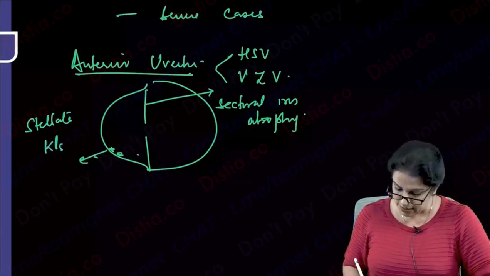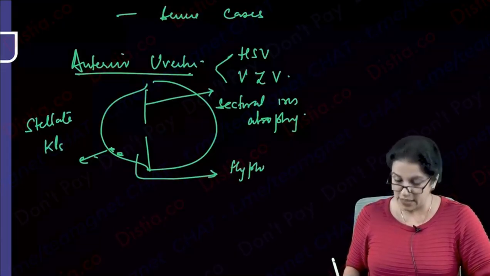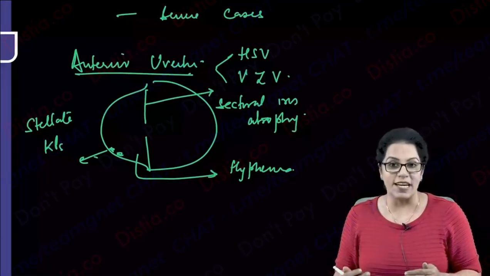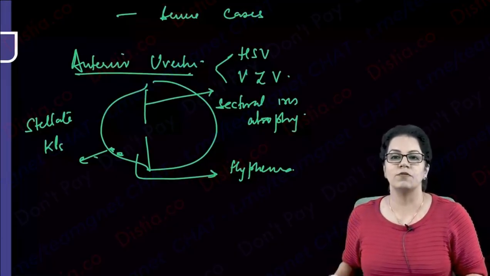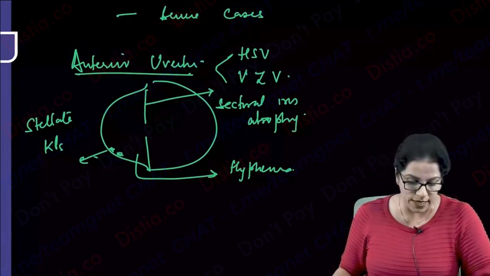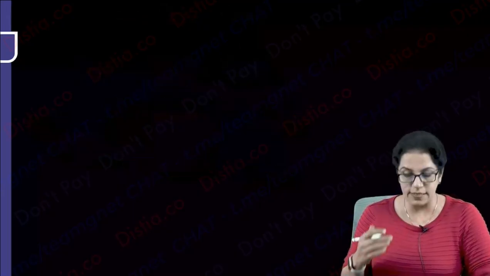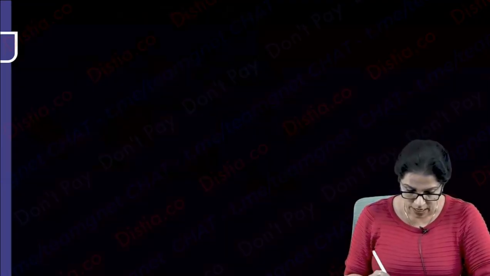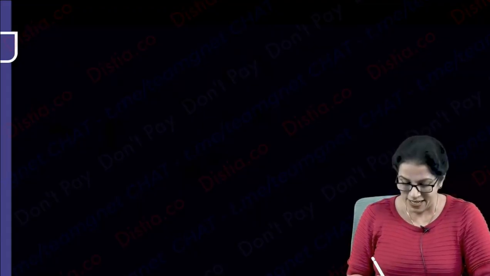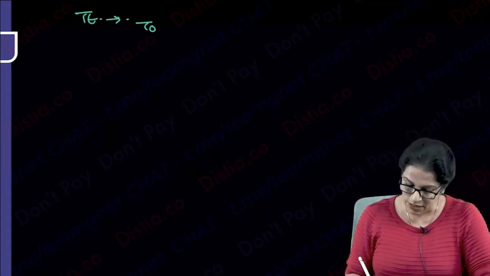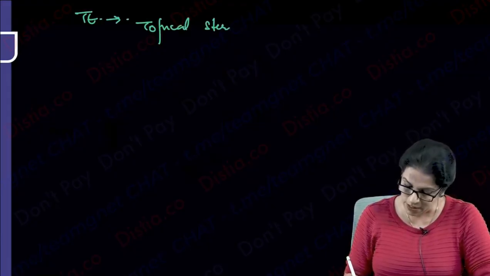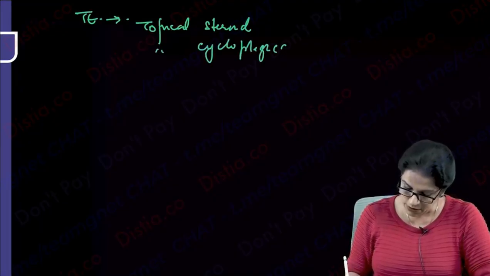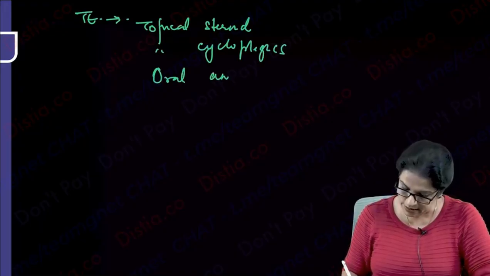And yes, we may get hyphema. These are not the only features. Apart from the usual features of anterior uveitis, these are some typical features which we have to keep in mind. Anterior uveitis is treated with topical steroids, but we have to keep in mind that this is under antiviral cover. So treatment would be topical steroids and cycloplegics, but along with that, I will also give oral antivirals.